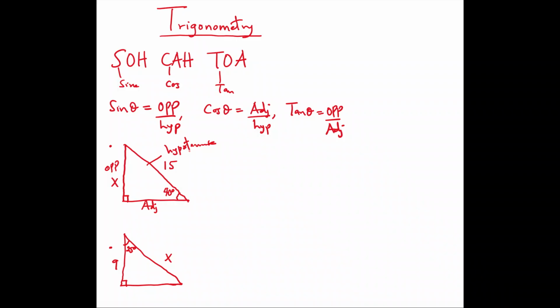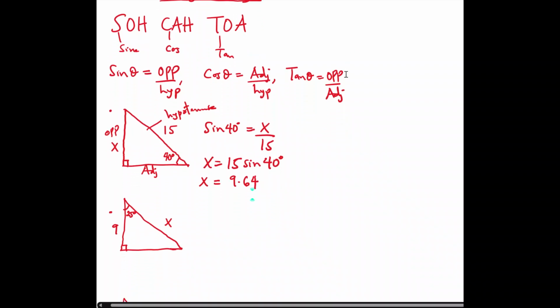So in this case, since we are given the hypotenuse and we are asked to find the opposite, the trigonometric term that fits this is sine theta. So that will be sine 40 degrees is equal to the opposite, x, over 15. Okay, so when we cross multiply, x is equal to 15 sine 40 degrees. So now let's punch in 15 sine 40. 15 sine 40 will give us 9.64. So we can say that the opposite side is 9.64. x is equal to 9.64.